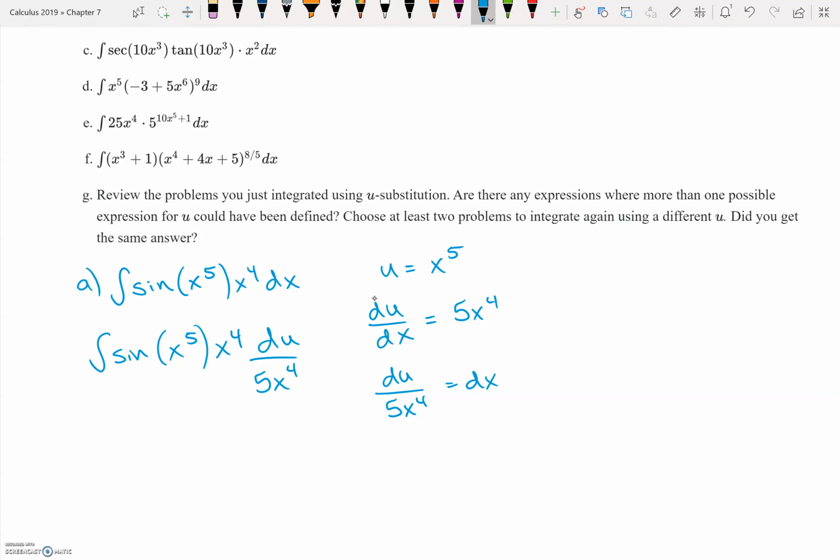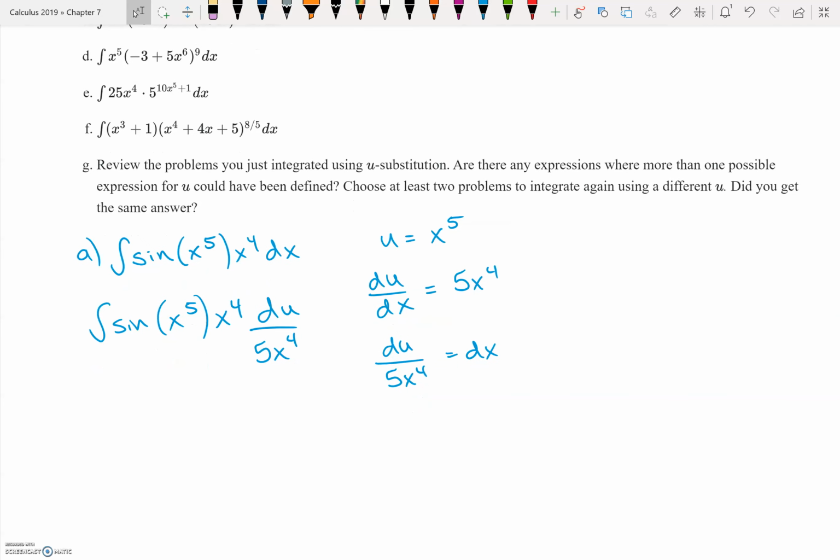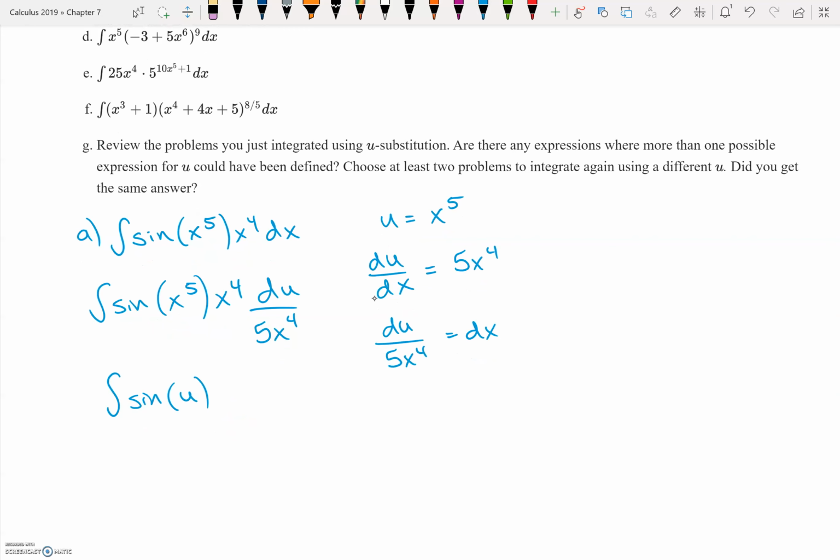Next, what I'm going to do is I'm going to replace my x to the fifth with u. So now this says sine of u, x to the fourth. Well, we have an x to the fourth and x to the fourth. They're going to cancel each other out. So we'll say this is du over 5x. Oops, sorry, just 5. So really 1/5 du. So now we're going to integrate.